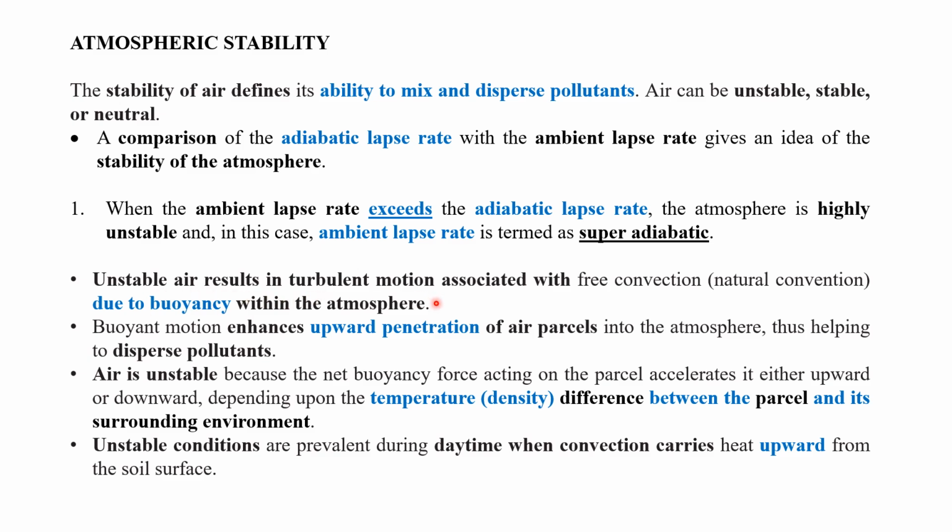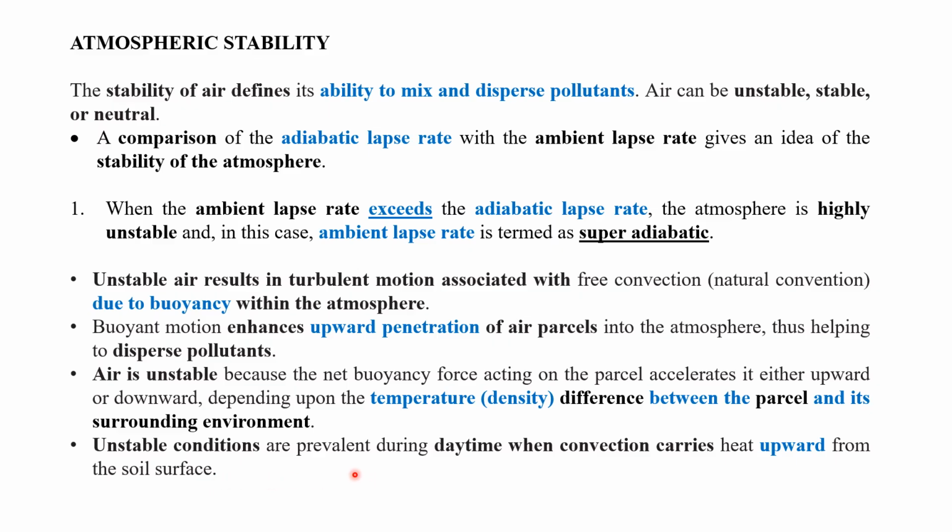Unstable air results in turbulent motion associated with free convection, natural convection due to buoyancy within the atmosphere. Buoyancy motion enhances upward penetration of an air parcel, which may be smoke emitted through the chimney into the atmosphere, thus helping to disperse pollutants. Air is unstable because the net buoyancy force acting on the parcel accelerates it either upward or downward, depending upon the temperature or density difference between the parcel and its surrounding environment.